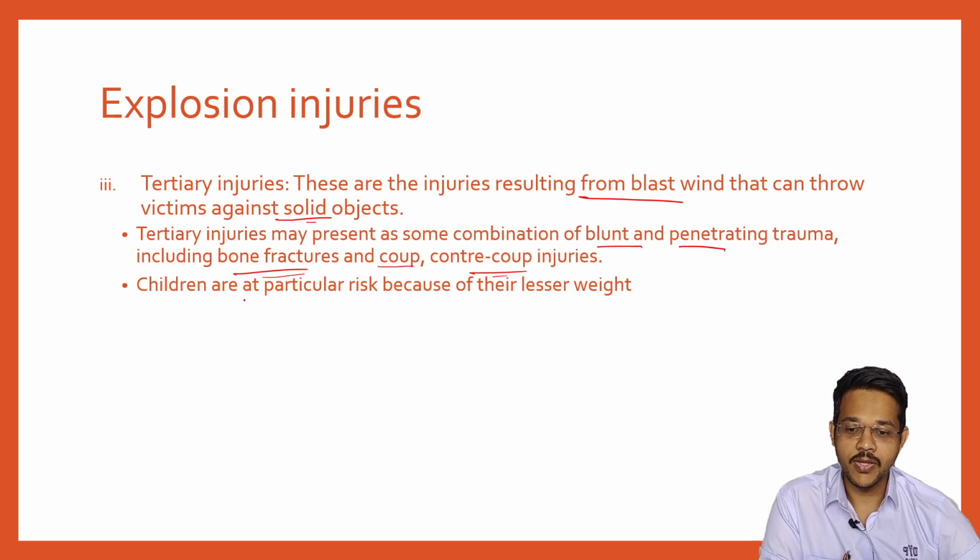Coup and contrecoup injuries are mainly seen in the brain, where the brain, which moves inside the CSF, may hit one side. Coup injuries are where the primary impact occurs. Contrecoup is where, with sudden stoppage of the head, the brain moves backward, leading to injury near the backside. So a front injury may lead to a coup injury, and then contrecoup injuries may also occur. Children are particularly at risk because of their low weight. They are easily thrown outside, leading to tertiary injuries.